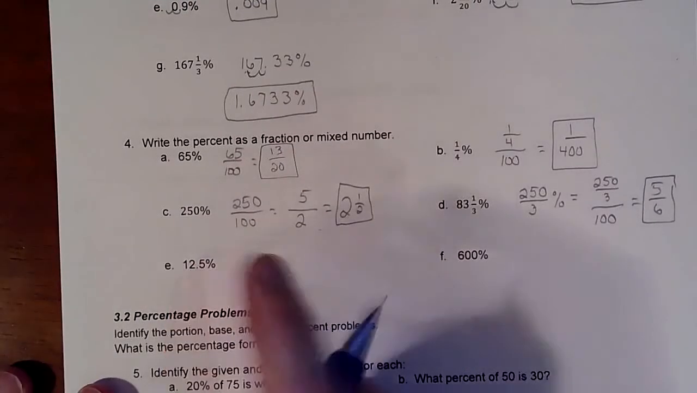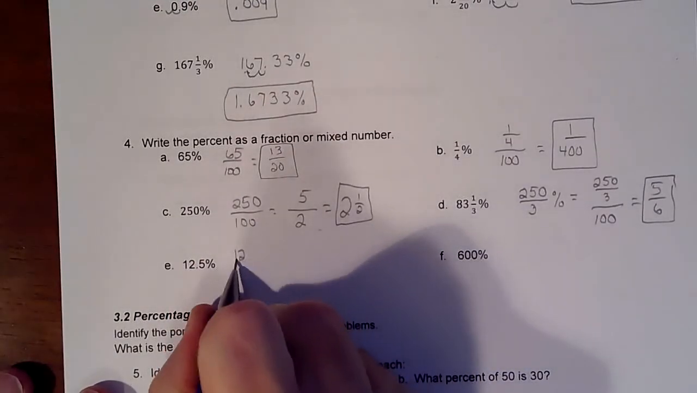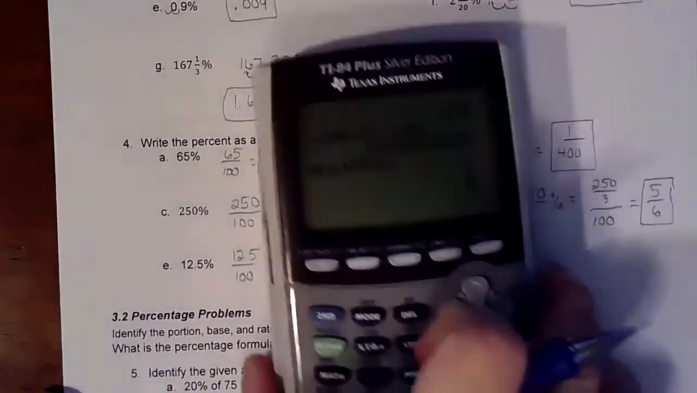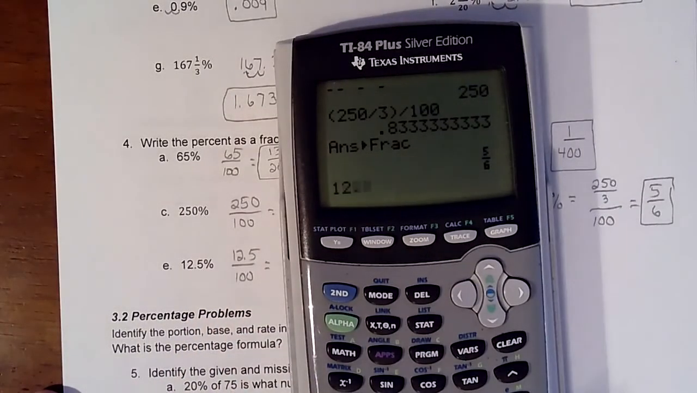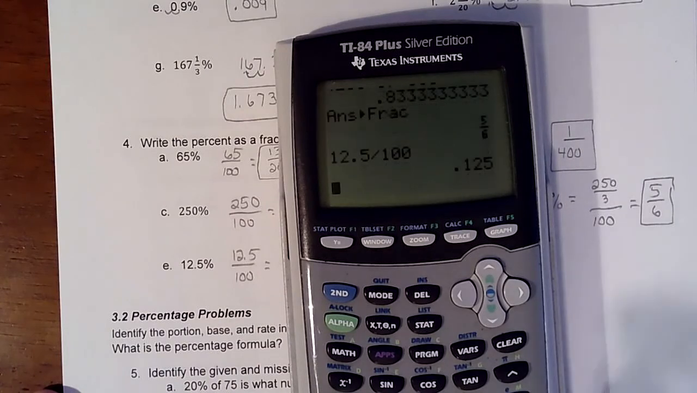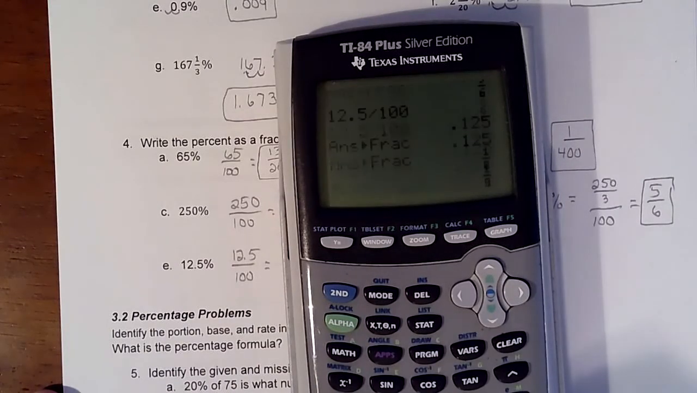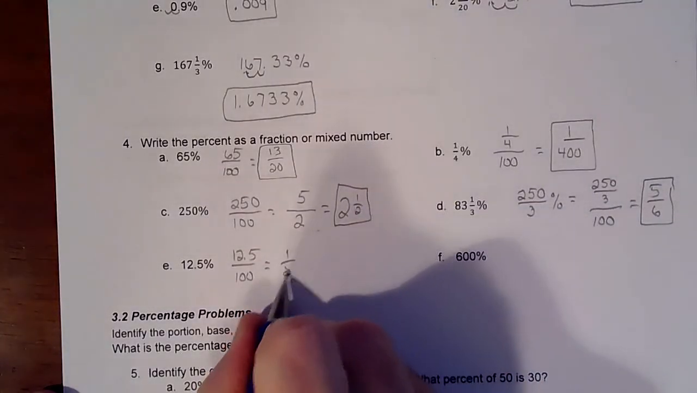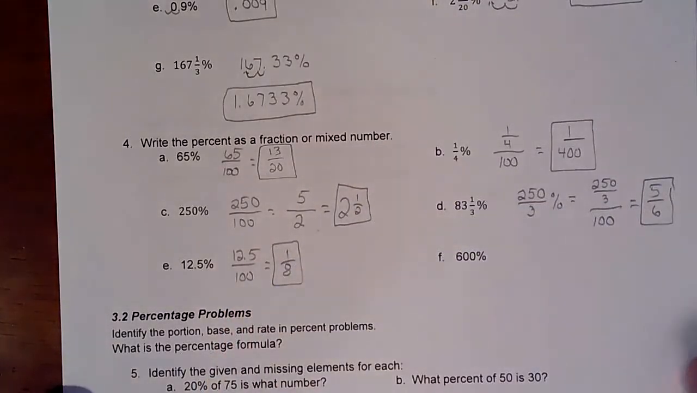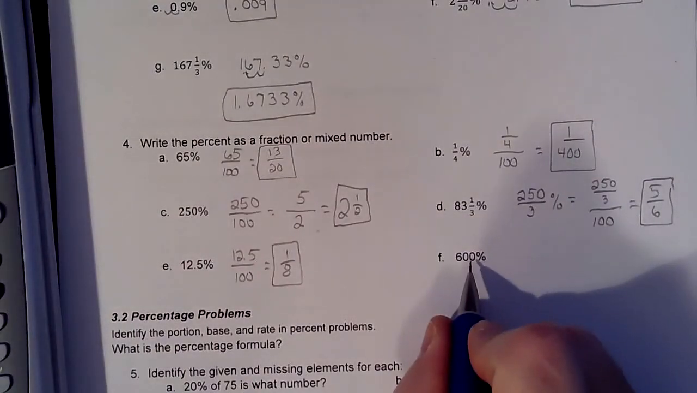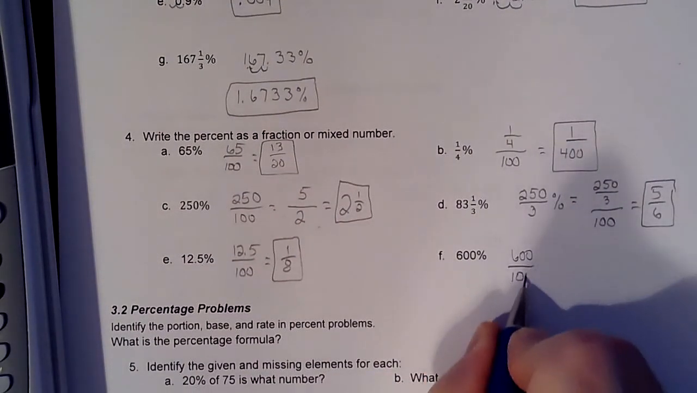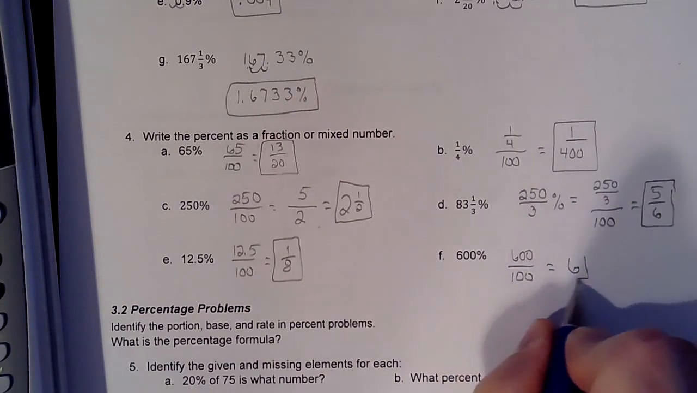Okay, so 12.5 is just going to be 12.5 out of 100. Okay, so 12.5. Give me the decimal, math frac. So 1/8. And then last thing, 600% is 600 out of 100, and that just becomes 6.